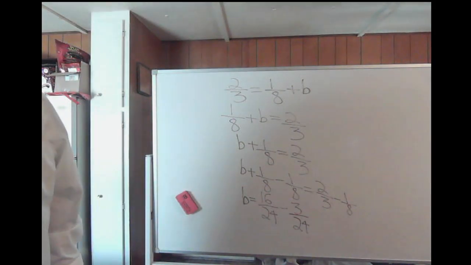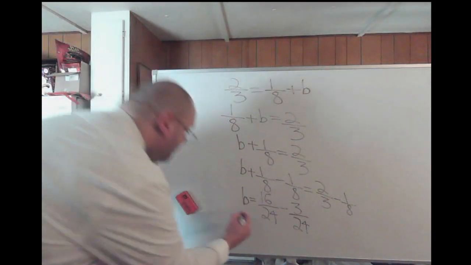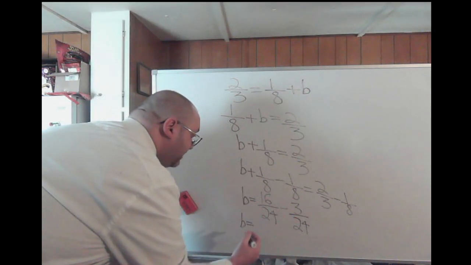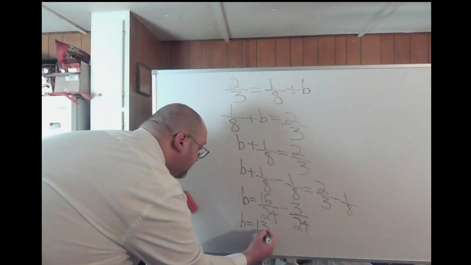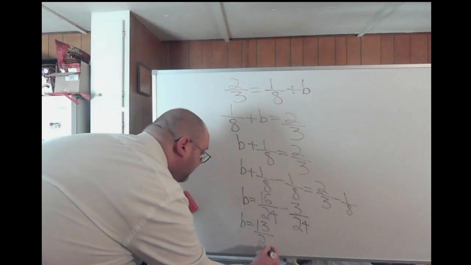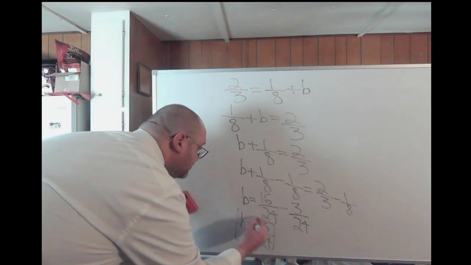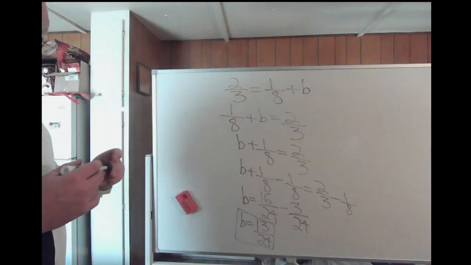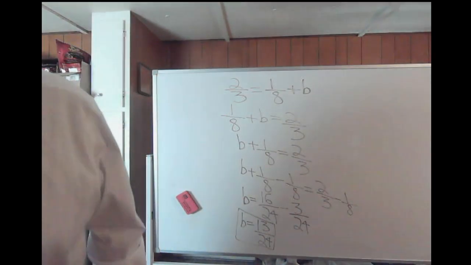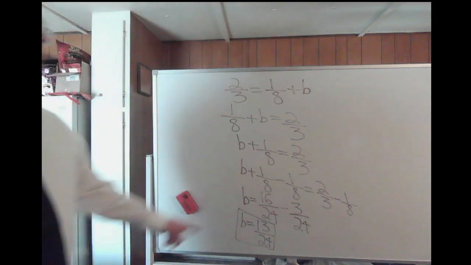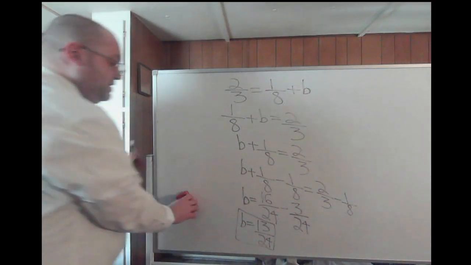which would end up giving you b equal to, what's 16 minus 3? 13. b equals 13 24ths. That's exactly what you would get. b equals 13/24. And it doesn't reduce any further, so you got your answer to b. It's 13/24.